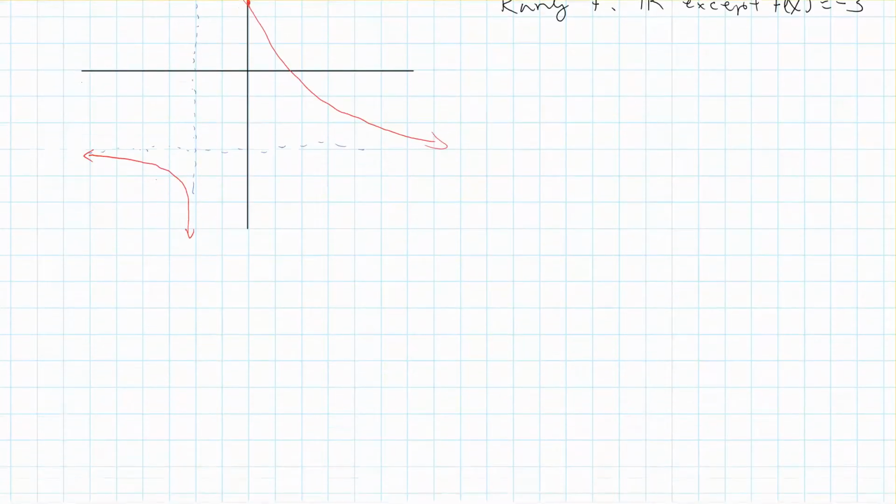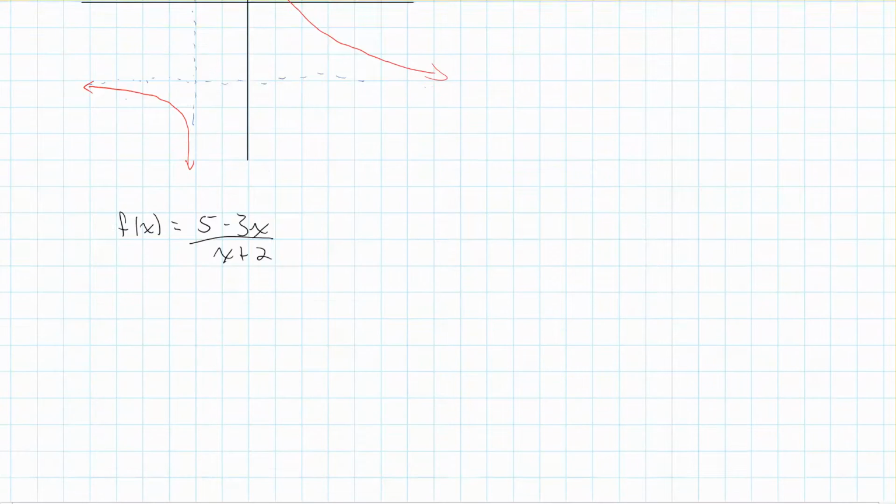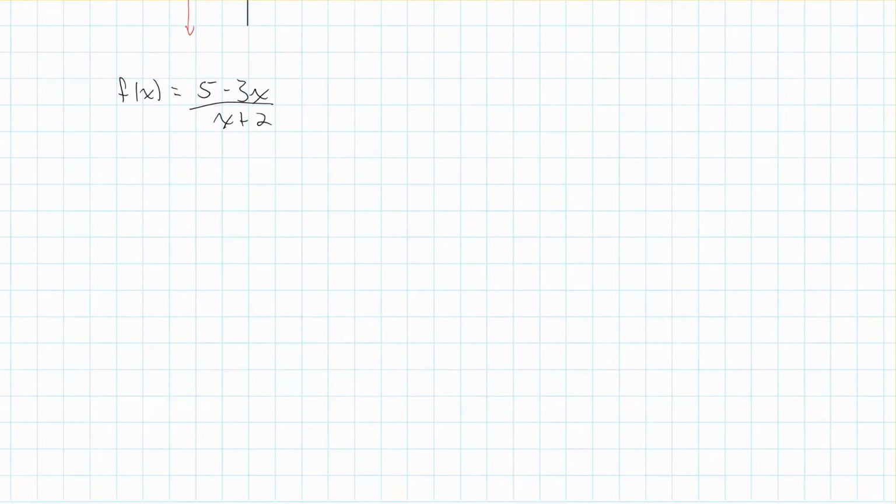Alright, so now we want to find the actual inverse function. So let's talk about doing that. f of x equals 5 minus 3x over x plus 2. Finding the inverse function, there's going to be a little bit of work here. We'd have y is equal to 5 minus 3x over x plus 2.